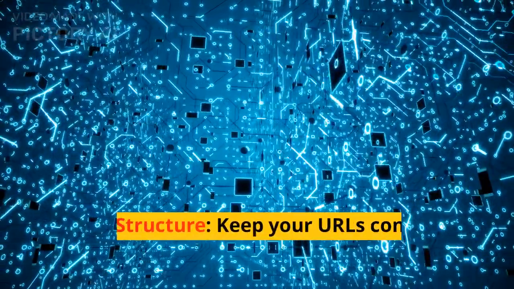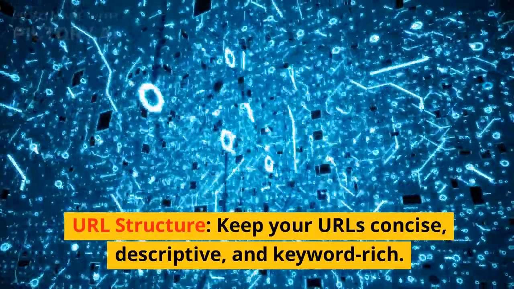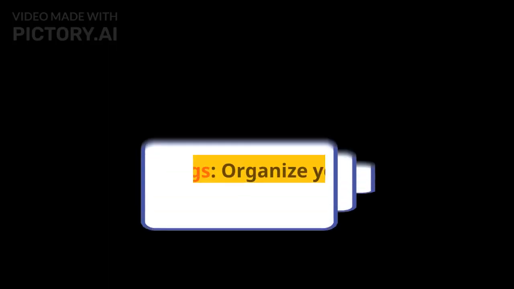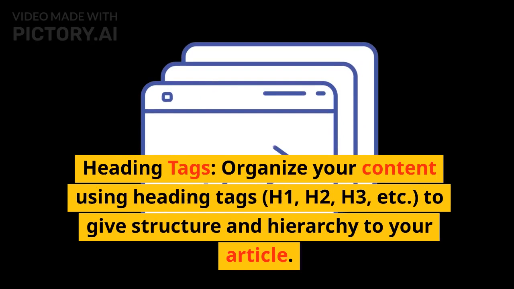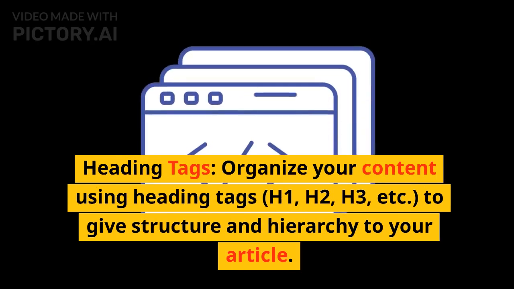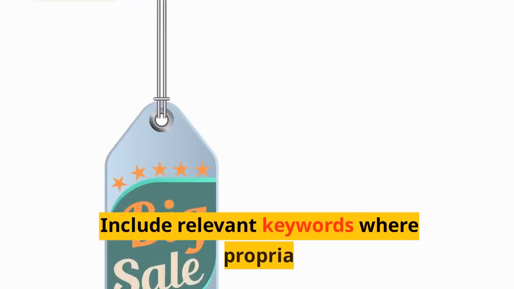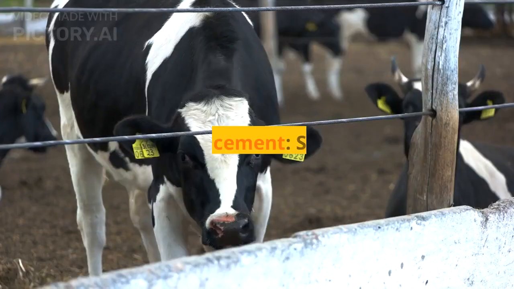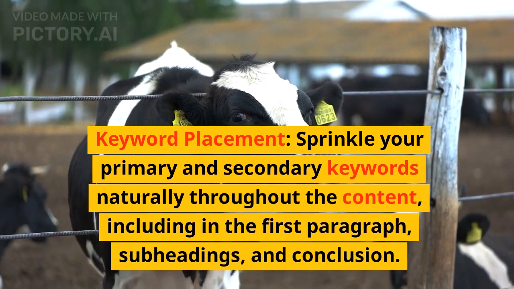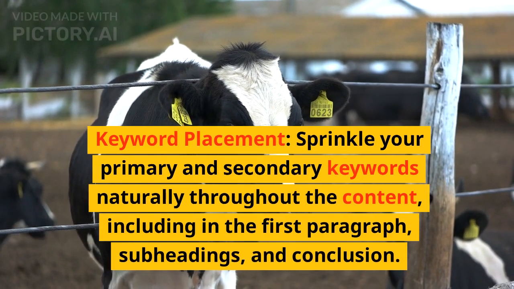URL structure. Keep your URLs concise, descriptive, and keyword-rich. Avoid using numbers or unnecessary characters. Heading tags. Organize your content using heading tags, H1, H2, H3, etc., to give structure and hierarchy to your article. Include relevant keywords where appropriate. Keyword placement. Sprinkle your primary and secondary keywords naturally throughout the content, including in the first paragraph, subheadings, and conclusion.